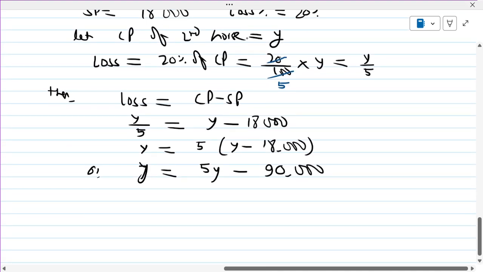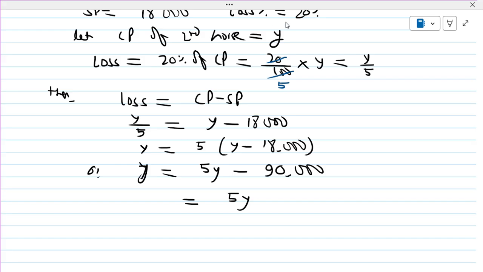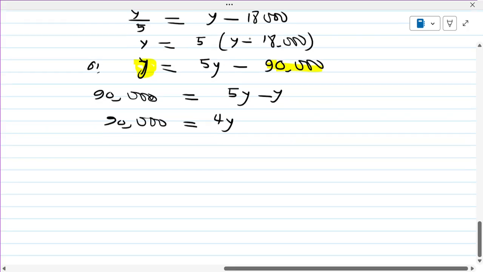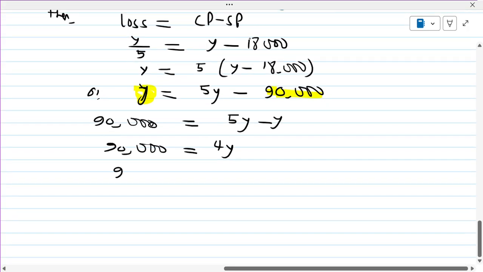And now what you do here is 5y is greater and positive on the right side, so this y which is on the left we send to the right side. So 5y minus y we get, and this 90,000 what we have on the right side, let's bring it on the left side, is it? So 90,000 equal to 4y we get, and now we get subtracted. So 90,000 divided by 4 we do, so the value of y we obtain.